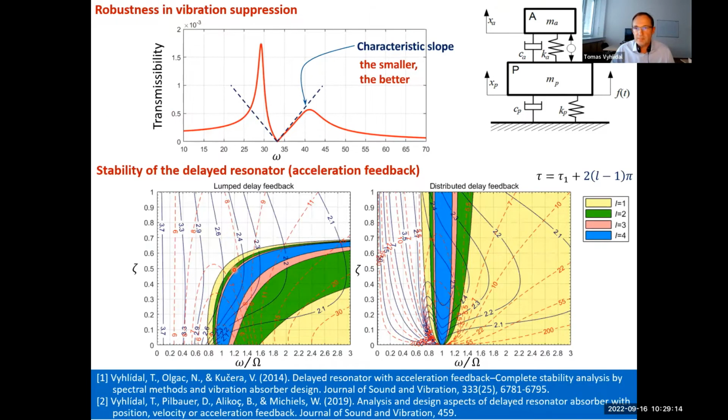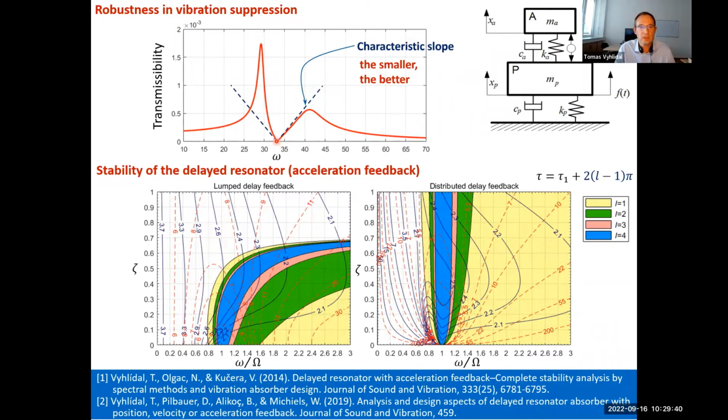Okay, so let's look at the performance and stability of these simple structure delayed feedbacks. Because we assign only one root at the imaginary axis, the perfect vibration suppression is pointwise.